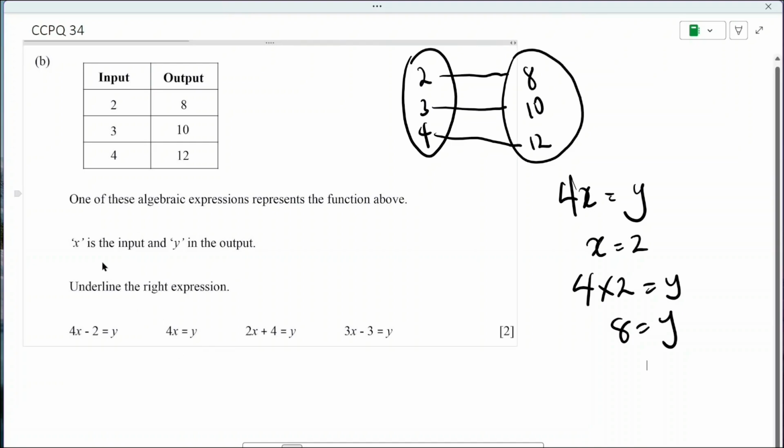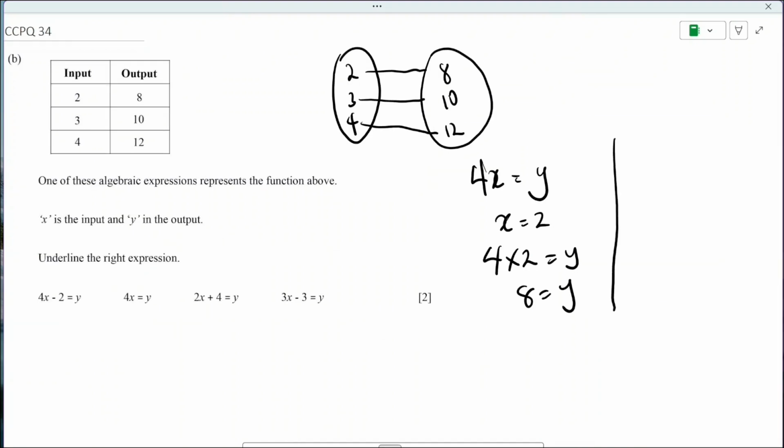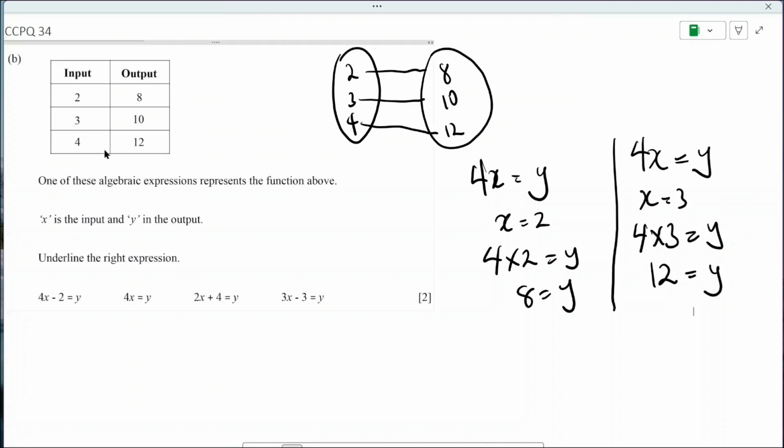You have to try the second or the third one to be very sure. So let's try when x is 3. Are we going to get 10? Let's do it by the side. We have 4x equals y. When x is 3, 4 times 3, you change the value of x to 3, equals y. 4 times 3 is 12. So when x is 3, y is 12. And when the input is 3, the output is 12. Would it work? When x is 3, y is 10. It doesn't work. That means this is not the right expression. So we go to the third expression.